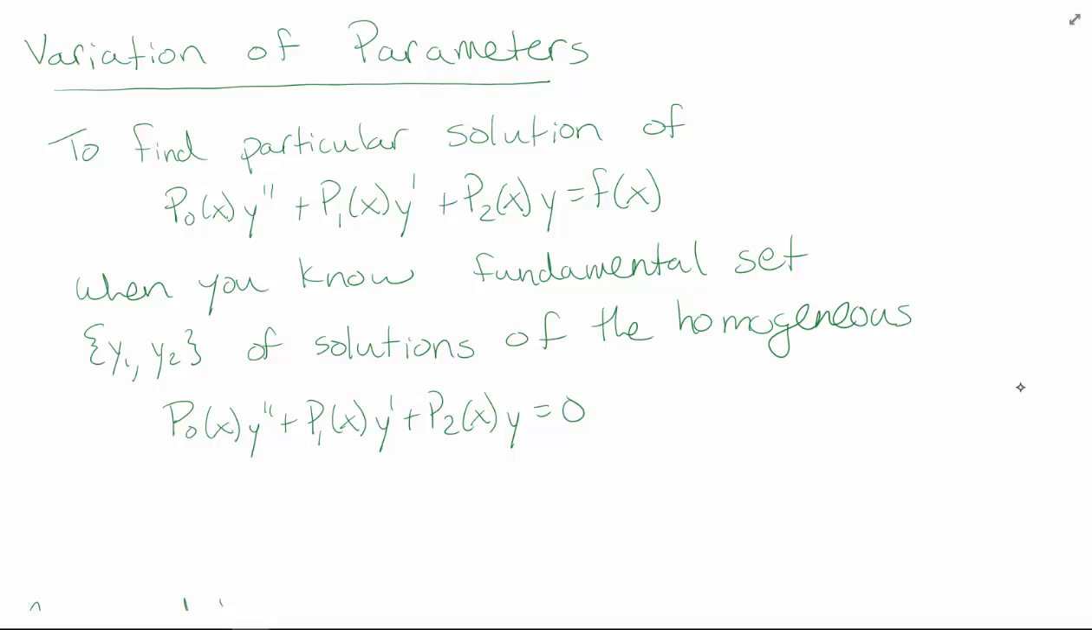Let's talk about variation of parameters. It's to find a particular solution of a second order linear non-homogeneous DE where these coefficients can be functions of x. And you already know a fundamental set of solutions, say y1 and y2, to that homogeneous. So y1 and y2 are solutions of this homogeneous that are also linearly independent.